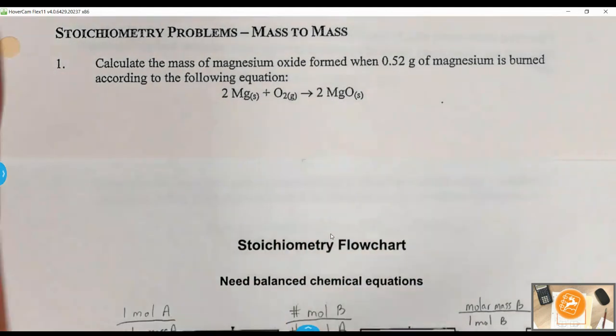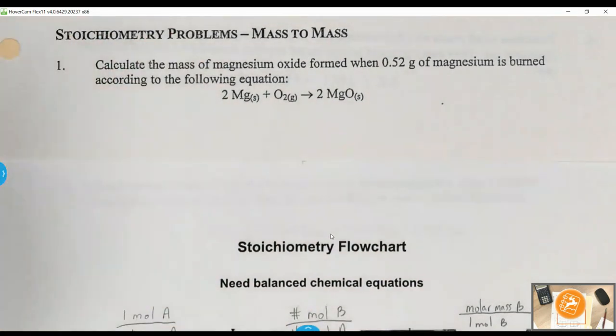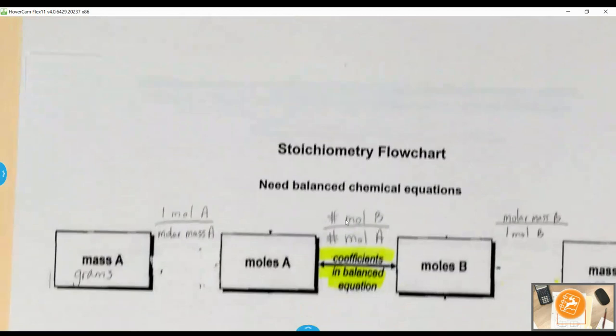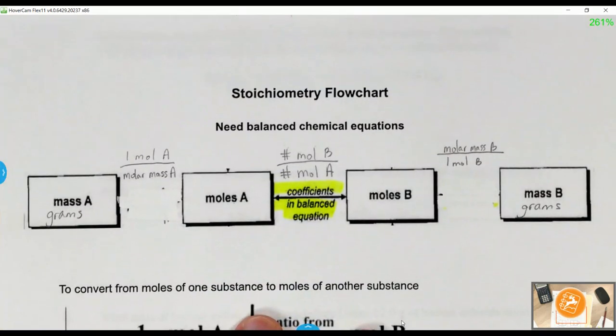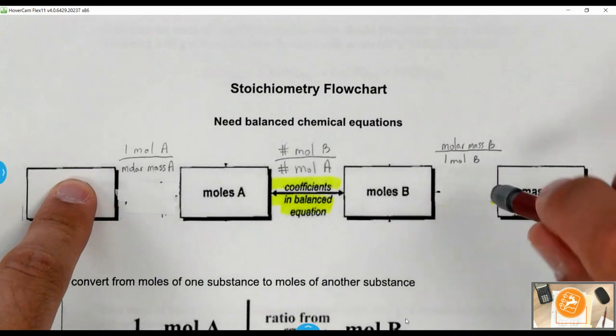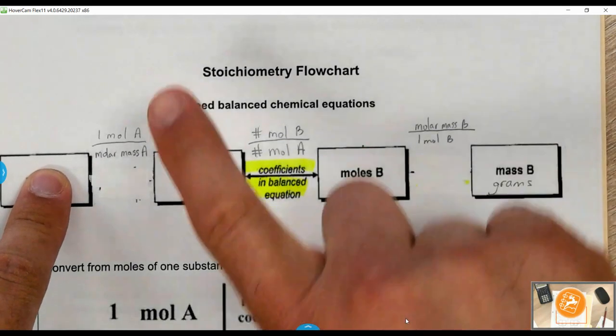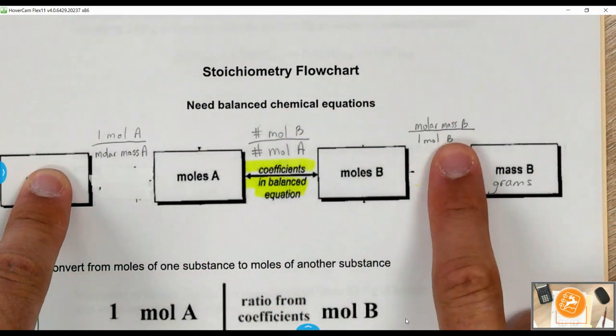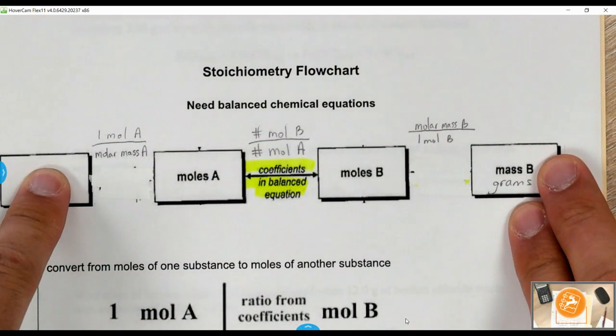When completing stoichiometry problems, we're going from mass of one to mass of the other. Looking at your little flow chart here, you're going to be starting here with grams of something, and we want grams of another substance. So you're going to need to make 1, 2, 3 conversions. These 3 conversions.